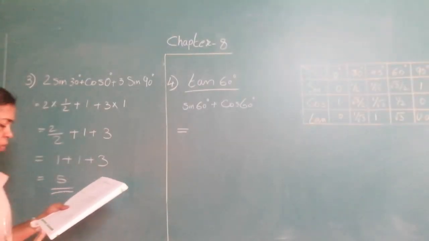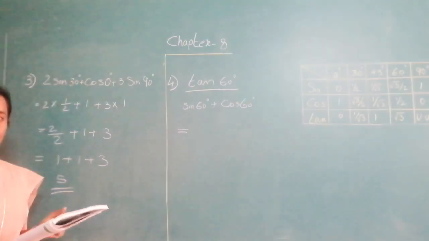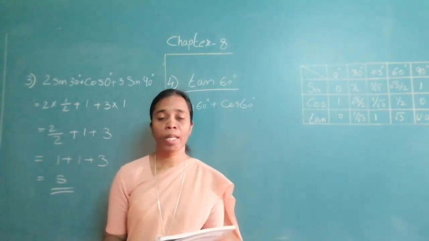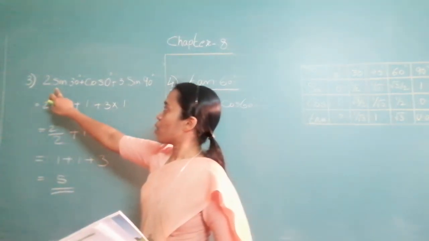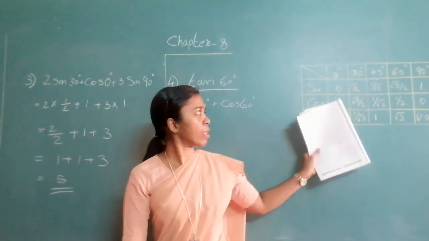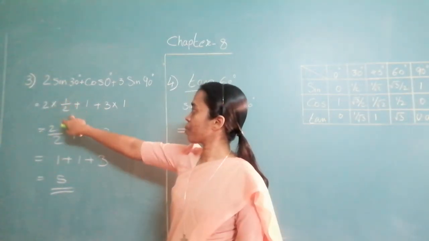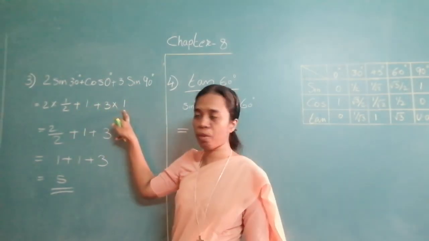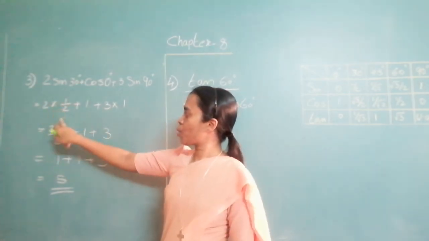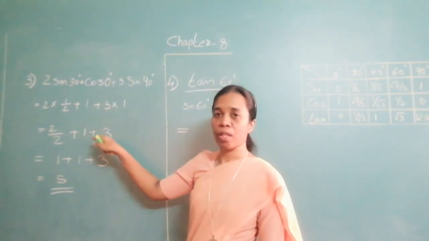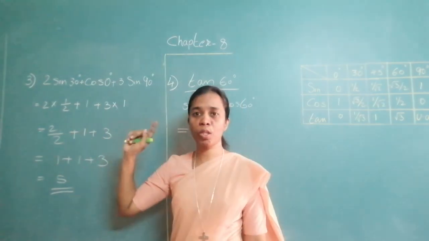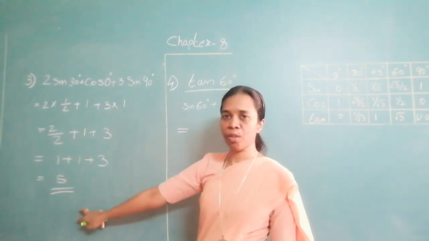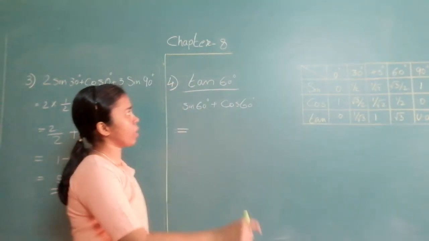Okay. The third question: 2 sin 60 plus cos 0 plus 3 sin 90. Again it is a direct application. 2 sin 30, what is sin 30? 1 upon 2, plus cos 0 is 1, plus 3 sin 90 is 1. 2 upon 2 plus 3 into 1 is 3. Whenever you are solving it, please use BODMAS. Multiplications are first, then only addition. Okay. So when you add, you will get 5. It's very simple.